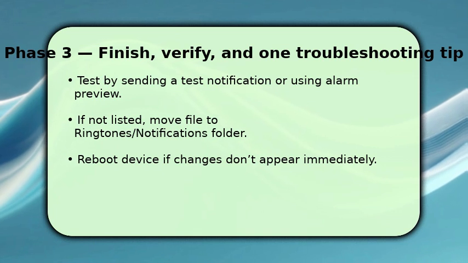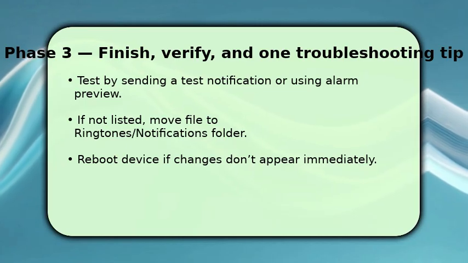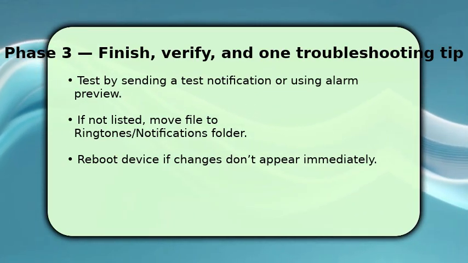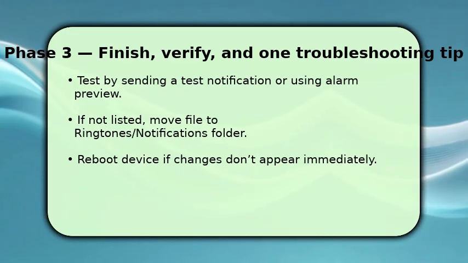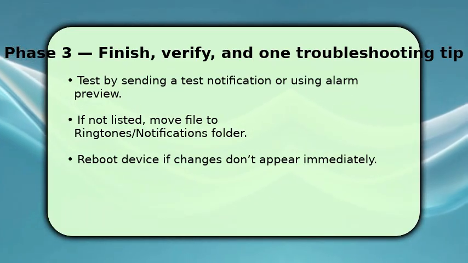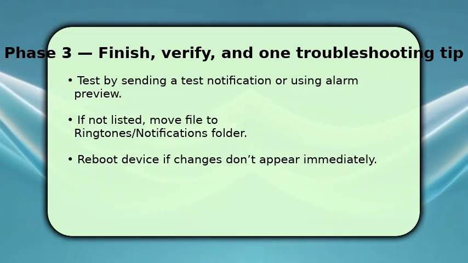If the audio does not appear in the picker, move the file into the System Notifications or Ringtones folder using a file manager. That ensures the sound is indexed. Once moved, return to Notification Sound and select it. If you still don't see changes, restart the device. Rebooting forces a media rescan and usually resolves indexing delays, making your custom notification active.